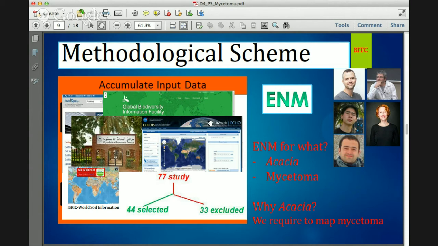Afterward, we tried to find the data for acacia from the Global Biodiversity Information Facility, and we targeted two important environmental variables in addition to soil. The two environmental variables are land surface temperature and NDVI, the Normalized Difference Vegetation Index, from 2000 to 2014. This is the time when the disease occurred.